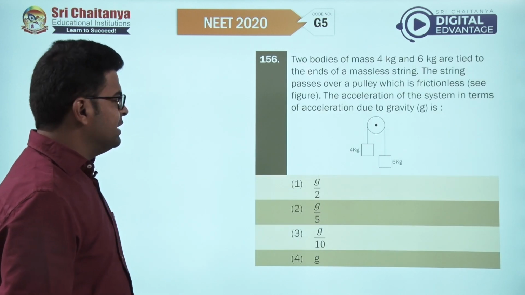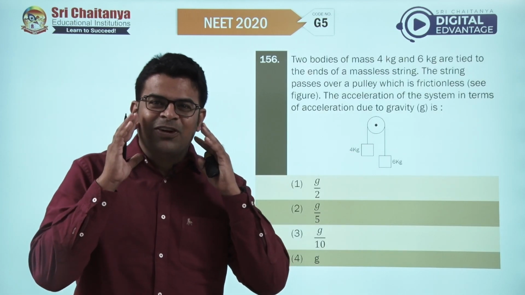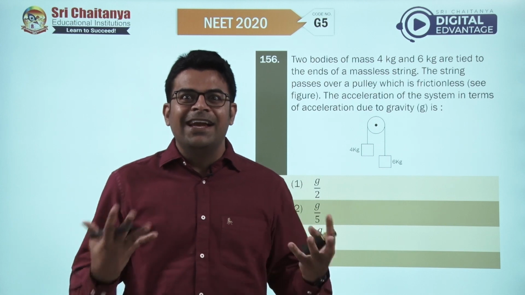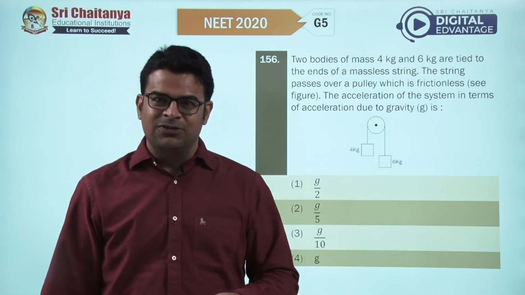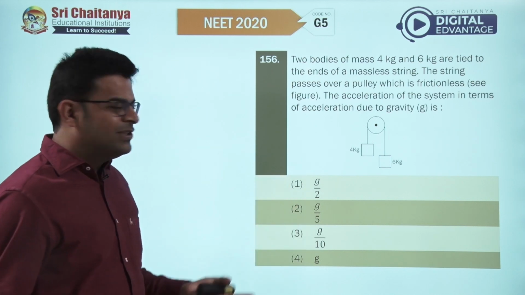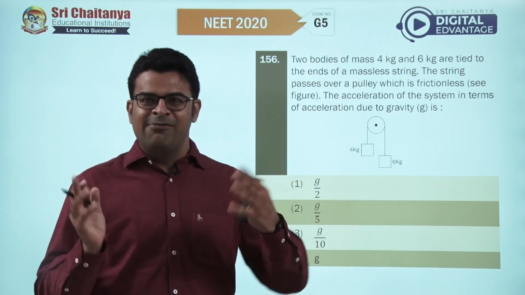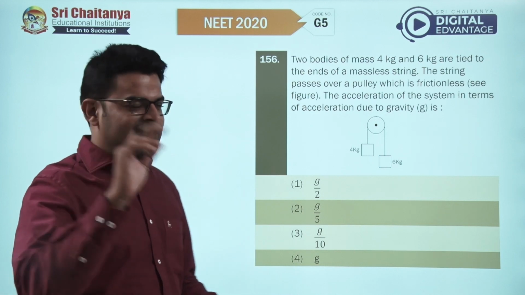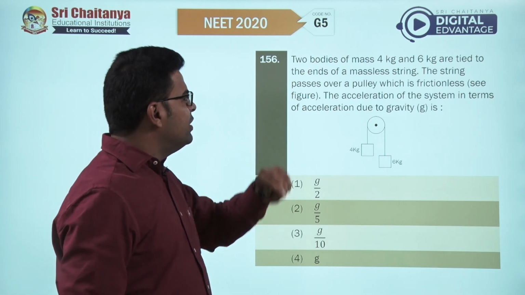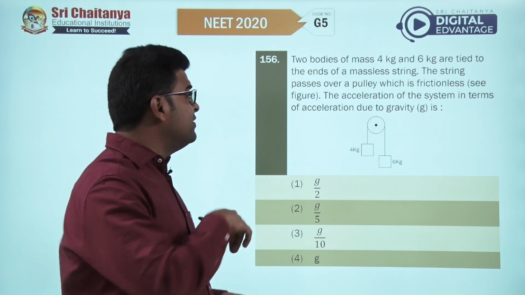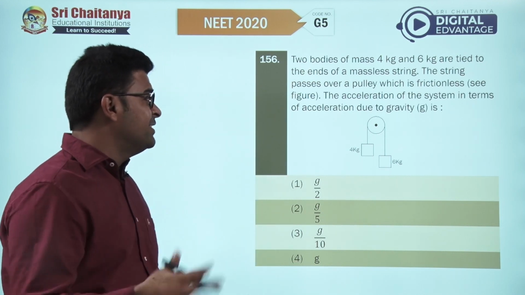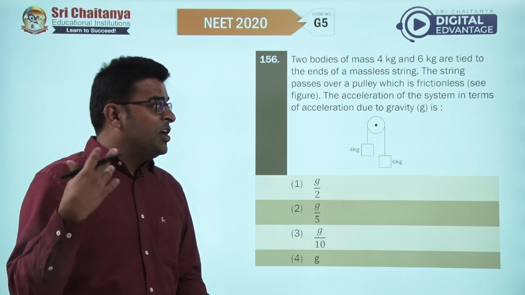Question number 156. Now, after looking at this question, you will be like, why did I learn so much of Newton's law? This is the zero level question that can be asked from Newton's law. Here is the standard question, and I know all of you remember the answer, (m1 minus m2) into g upon (m1 plus m2), but still let's discuss it. Two bodies of mass 4 kg and 6 kg are tied to the two ends of a massless string. The string passes over a pulley which is frictionless. The acceleration of the system in terms of acceleration due to gravity.